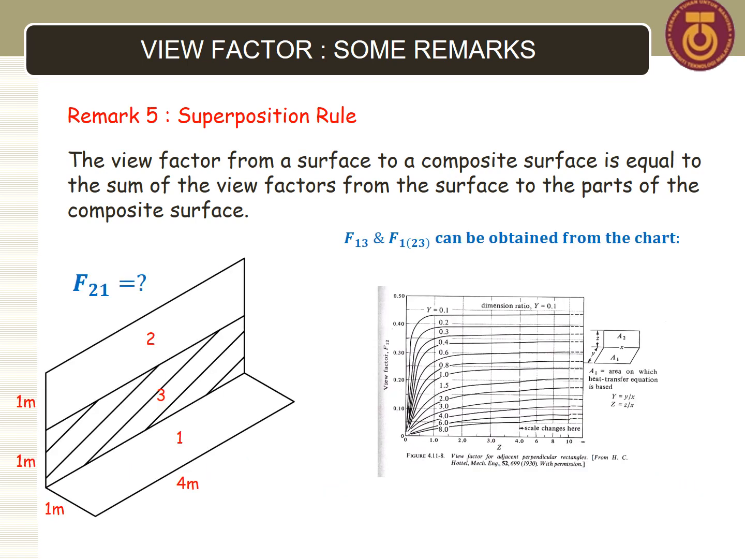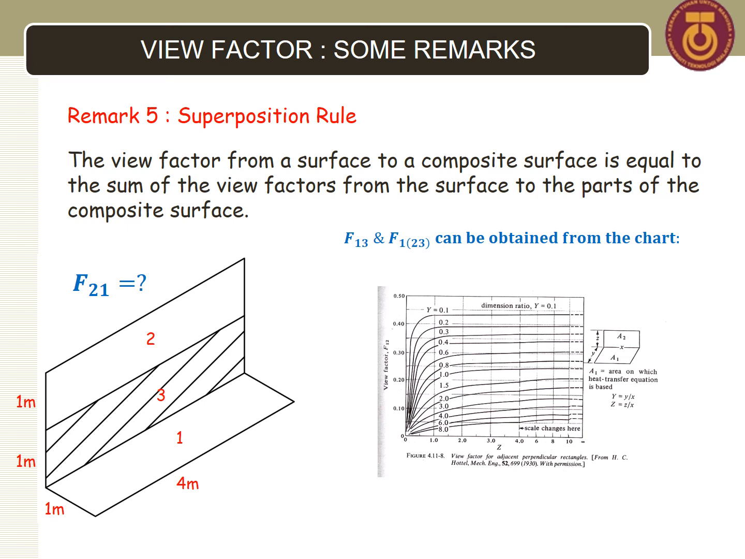Now let's go through an example on how to apply superposition rule in solving a problem. As you can see here on the left side, there are 3 surfaces: surface 1, surface 2, and surface 3. Surface 2 and surface 3 are actually a composite surface, because they belong to the same surface, just divided into 2 parts. The question requires you to determine the view factor F21.